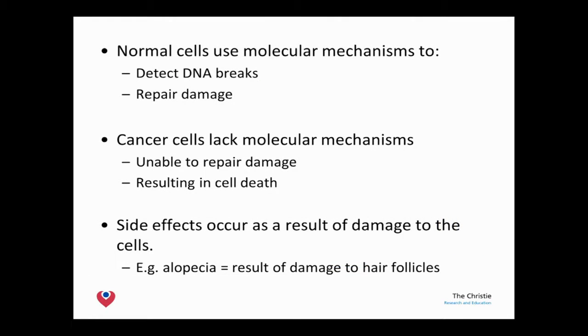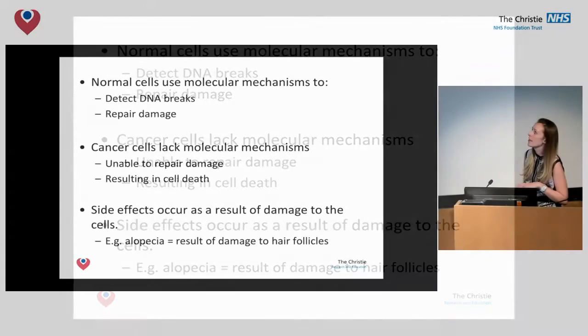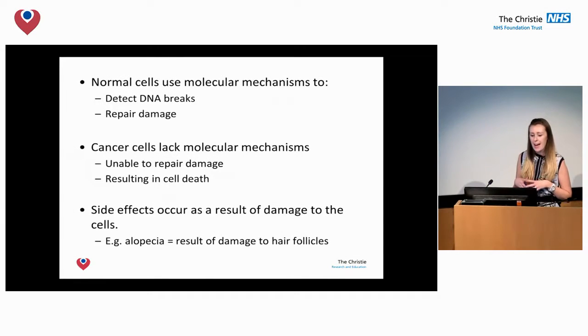The difference between normal cells and cancer cells is that the normal cells are able to identify that the DNA has been broken and they are able to repair the damage that has been caused. However, the cancer cells don't have the molecular mechanisms that are required to do this, and therefore they are unable to repair the damage and therefore they die, or cell death occurs.